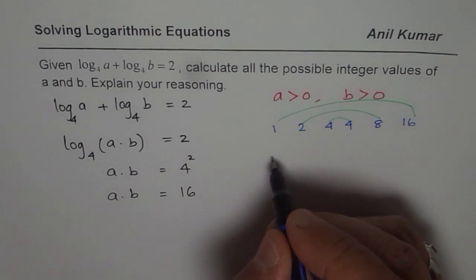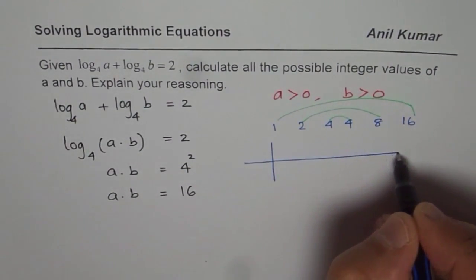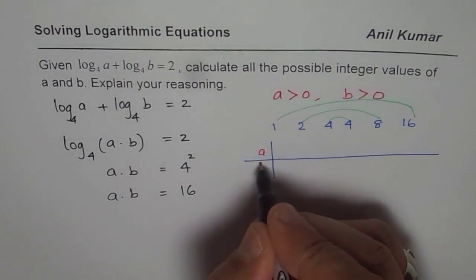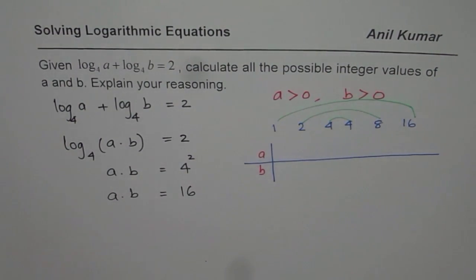So let me write them in the form of a table. That will help us actually. So let us say that is the table, and we are saying the values of a and b are such that their product is 16, right? So that's the whole idea.